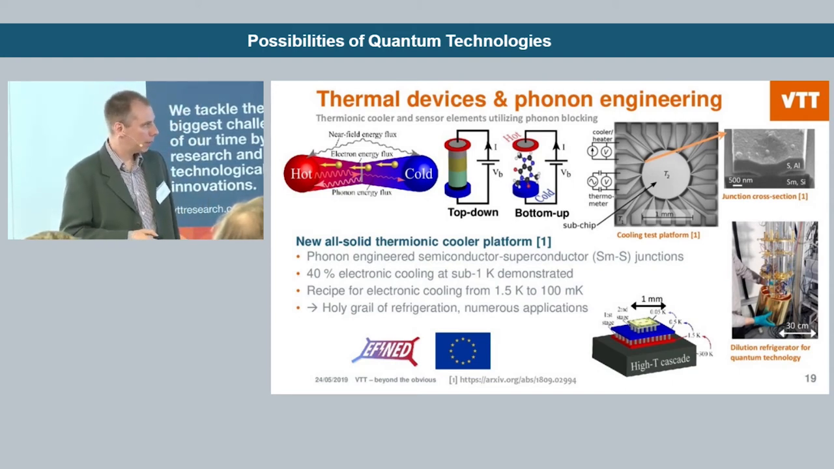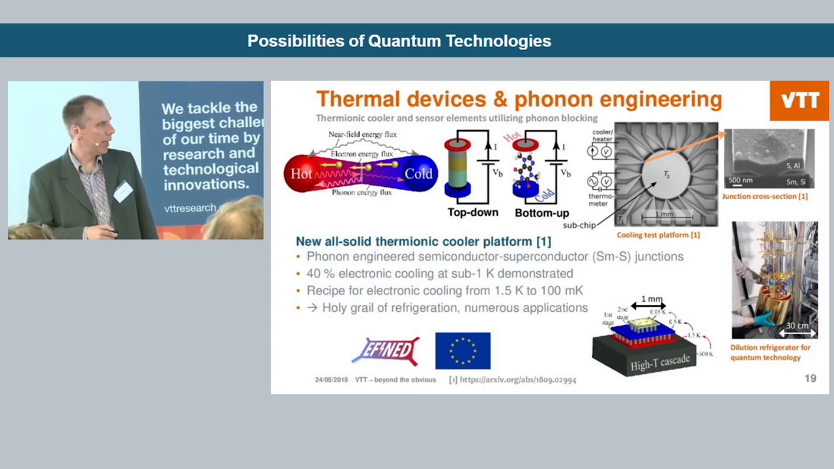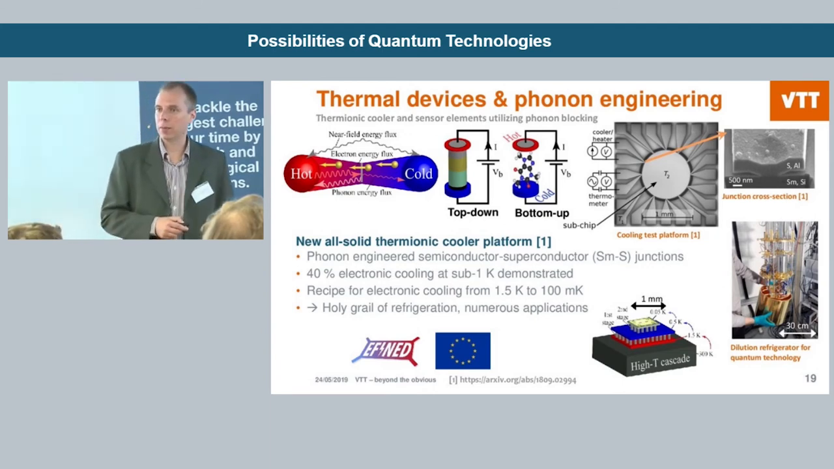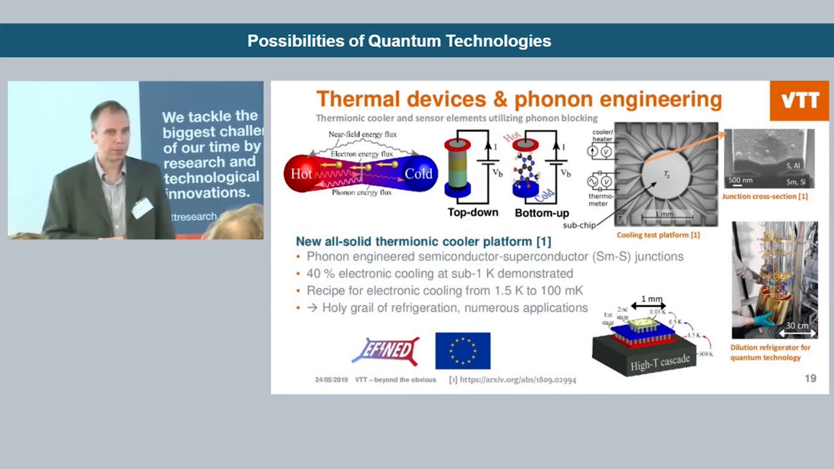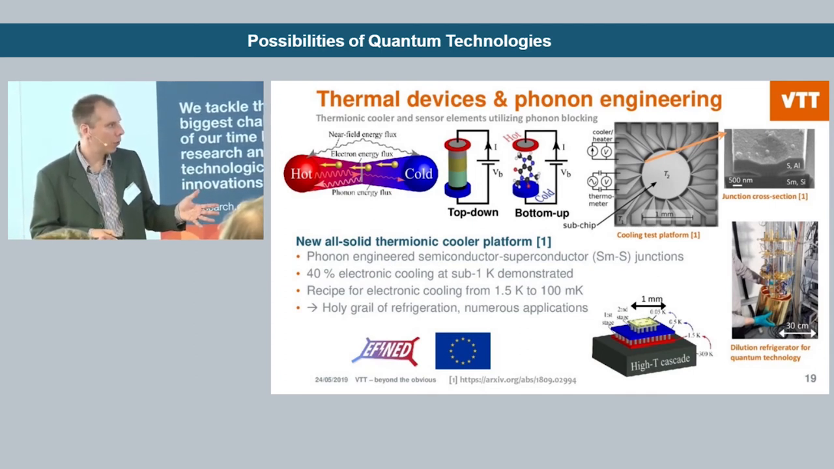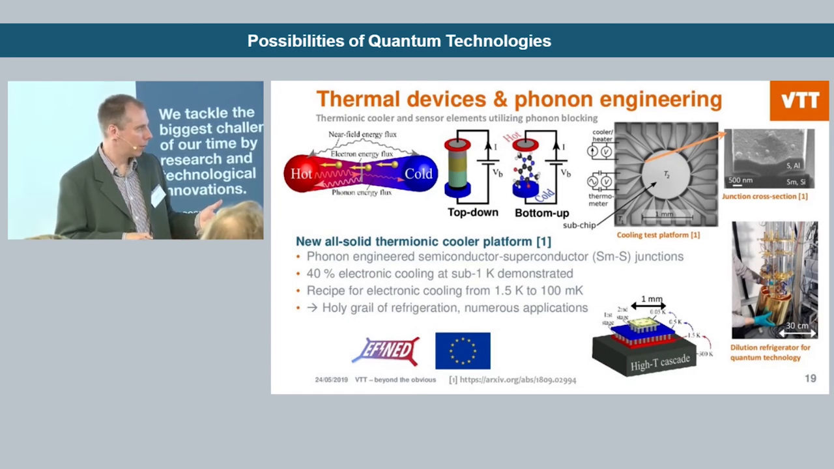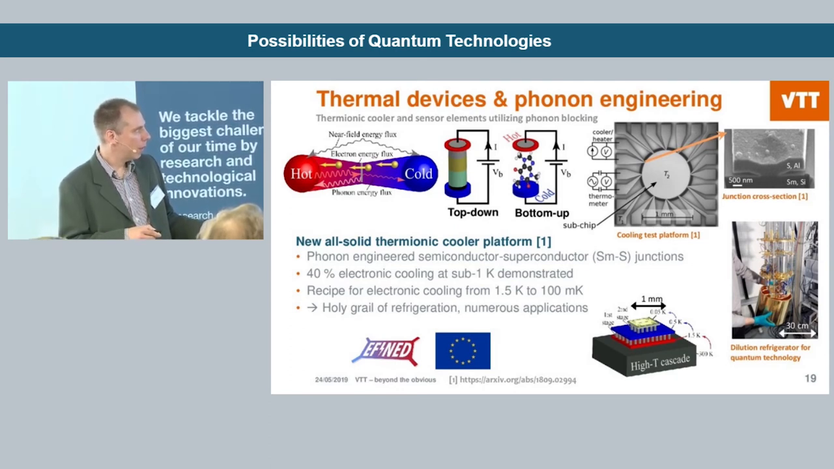And okay, then something about thermal engineering. Somehow a dream would be that you would have these integrated coolers. This is actually done by Mika Brunnila's group here at VTT. Admittedly, the development of cryogenics has been very helpful for us because they are now much more compact. But of course, the dream is that you would like to go from this integrated cascade of coolers down to these maybe millikelvin levels. So there's work on these integrated coolers.